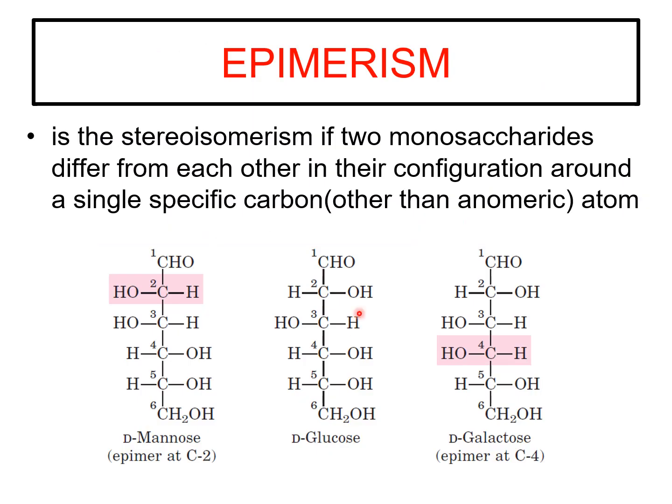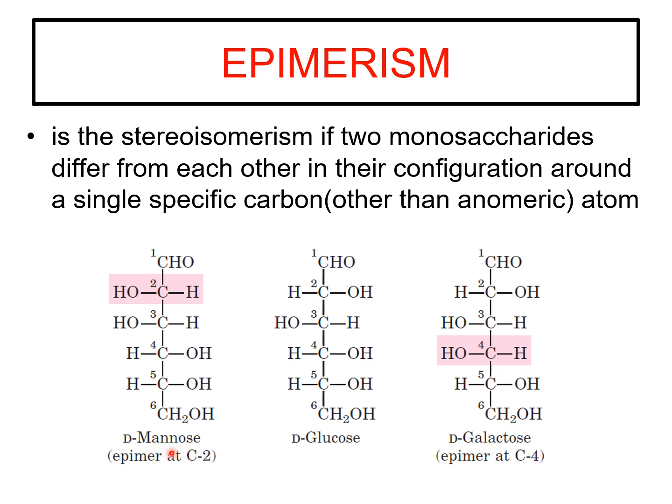Another type of this that will explain the stereochemistry of the carbohydrates is through epimerism. Epimerism is the stereoisomerism in which two monosaccharides differ from each other in their configuration around a single specific carbon other than the anomeric carbon or anomeric atom. In this case, compare the structure of D-mannose and D-glucose, as well as D-glucose compared to D-galactose.